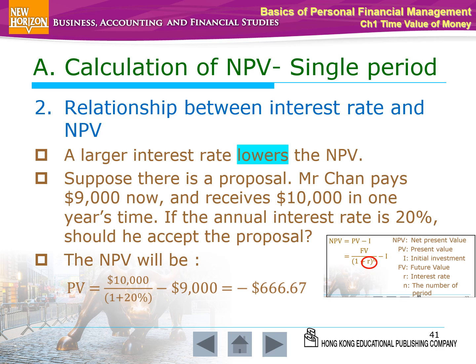And so the conclusion is that Mr. Chen should not invest in it. We can look at this from the viewpoint that when we change the 10% to 20%, it means that the investment return of Mr. Chen will be higher for an alternative investment other than this deposit in the bank. So interest rate is a very crucial factor which affects the net present value.